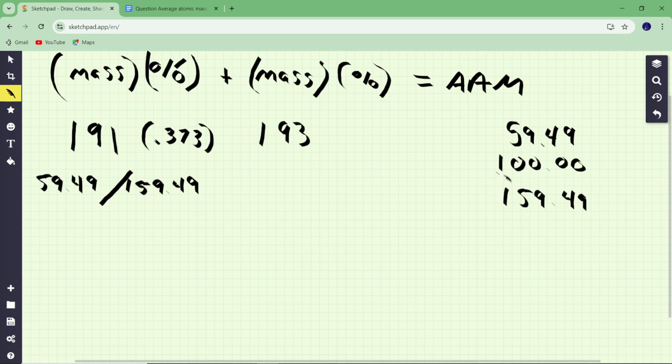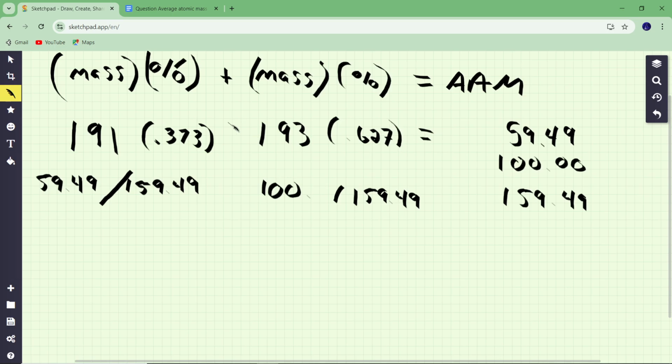This one right here was the larger one. This one was 100, so we had 100 hits. This time, we're going to figure out our percent by taking 100 hits and dividing that by 159.49. And in this case, our percentage ends up being 0.627.